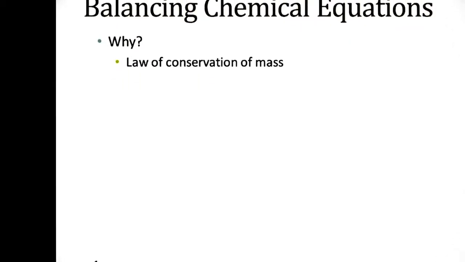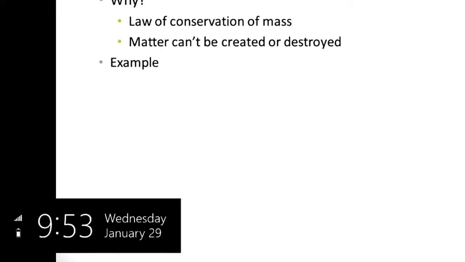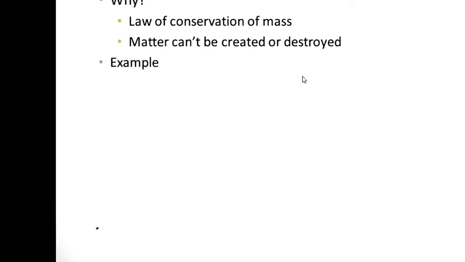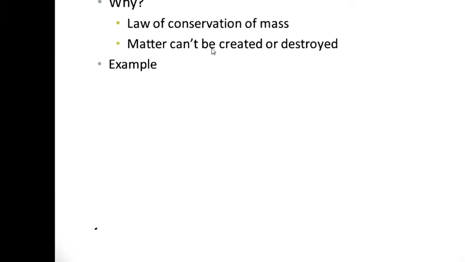All right, that brings us to balancing chemical equations. And the common question is, why do we even have to do this? Well, because of the law of conservation of mass. It says matter can't be created or destroyed. So when we write a chemical equation, we have to keep track of everything. We can't lose anything and we can't gain.